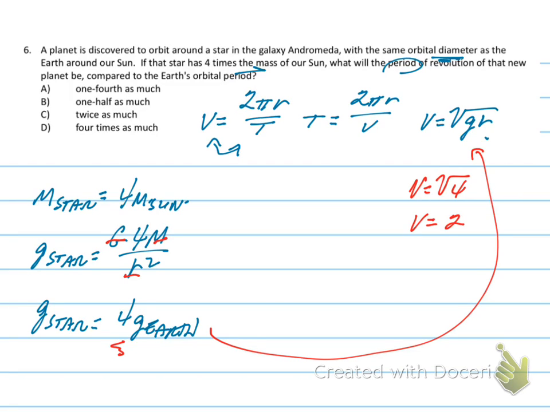We could then use this velocity and plug it in up here, and we're going to get the period equals 2 pi r over 2. Well, once again, the 2 pi and the orbital diameter are not changing. So we're left with the period equals 1/2. So 1/2 as much is the answer.